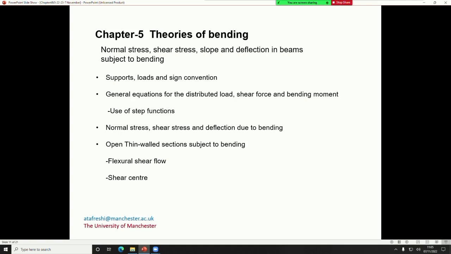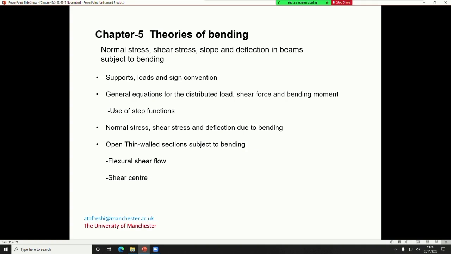Now, good news is when we are analyzing a thin walled and a thick walled section subject to torsion, in terms of normal stress and in terms of deflection, we treat them exactly the same, except in calculation of the second moment of area. The only difference between the two is when we are analyzing them subject to shear loading. For solid sections, the flexural shear stress because of bending is very, very small, so usually it is ignored.